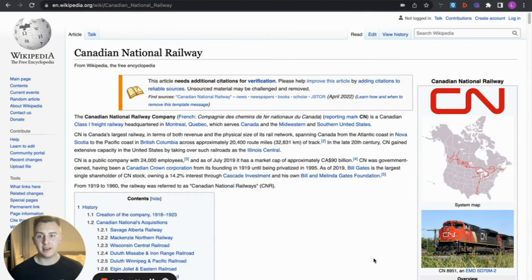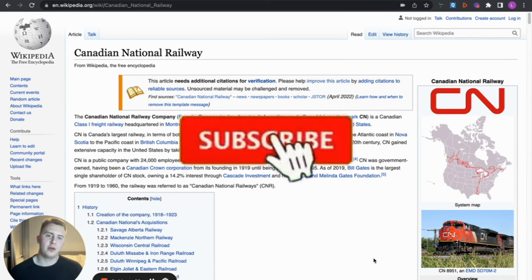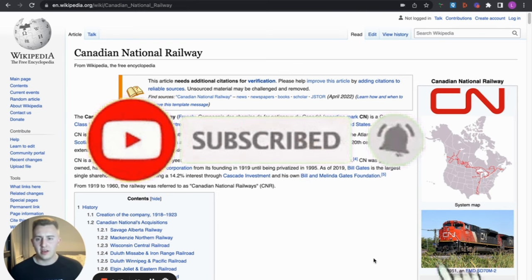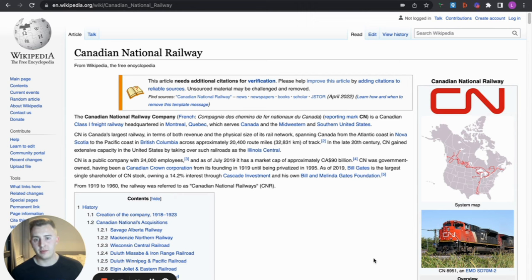So who are Canadian National Railway? CNR is a Canadian Class 1 freight railway headquartered in Montreal, Quebec, which serves Canada and the Midwestern and Southern United States. CNR is Canada's largest railway, both in terms of revenue and the size of its rail network. It spans Canada from the Atlantic coast in Nova Scotia over to the Pacific in British Columbia, and also goes into a bit of America as well.